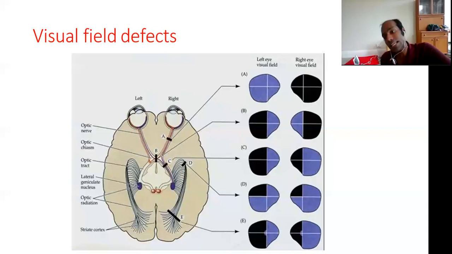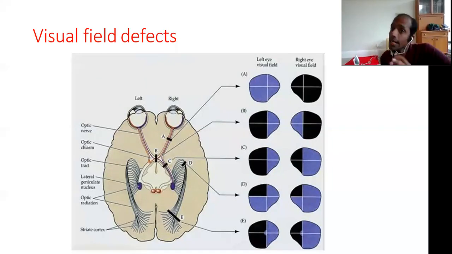In a vascular lesion of the posterior cerebral artery, they get an infarct of the occipital cortex, but the macula is spared. Why is the macula spared? Because it is supplied by the middle cerebral artery. It's a completely different blood supply. So if it's a vascular lesion or infarction in this area, they will get macula sparing.